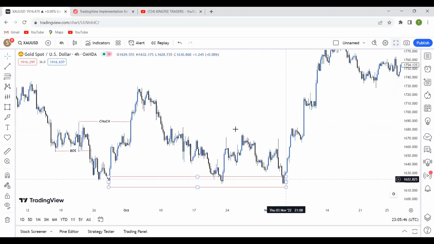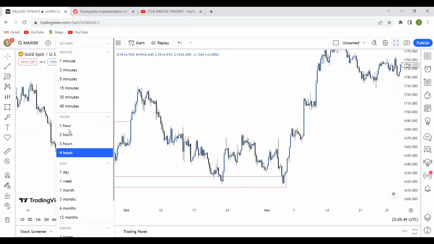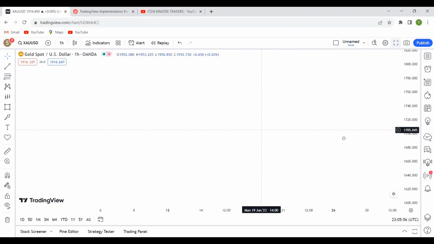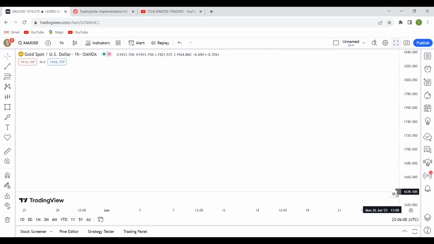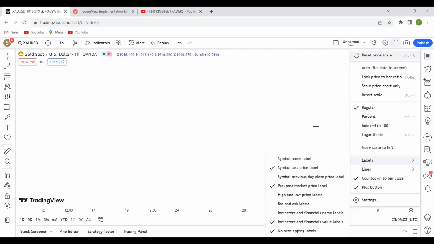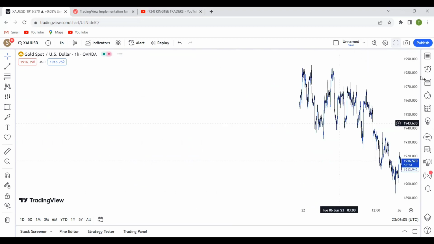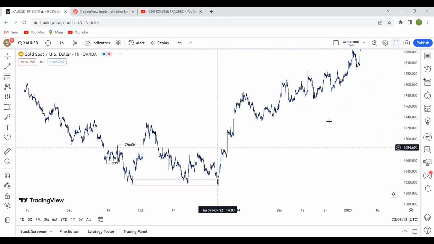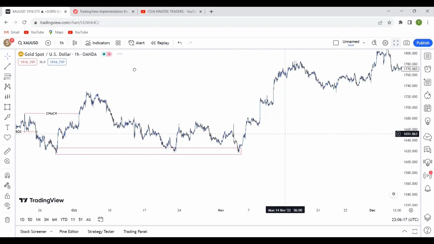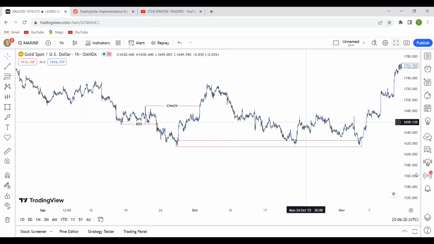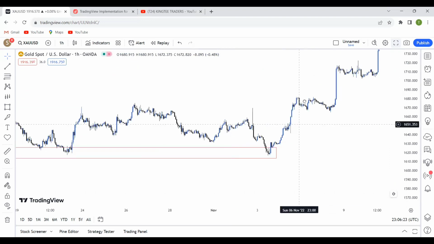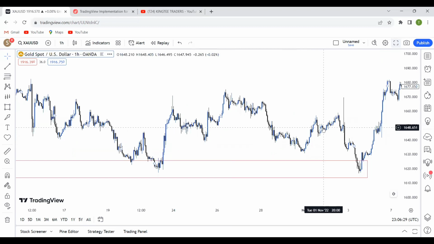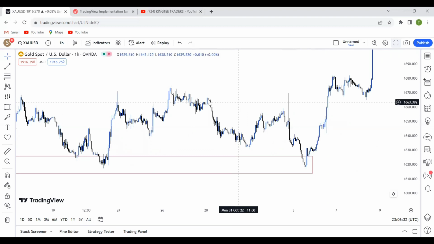Now I will have to jump to 1 hour time frame. Let's go back to our analysis. This is our 1 hour time frame. So obviously in 1 hour time frame, I will have to look for a change of character, another change of character setup that I will use as a confirmation for entry.